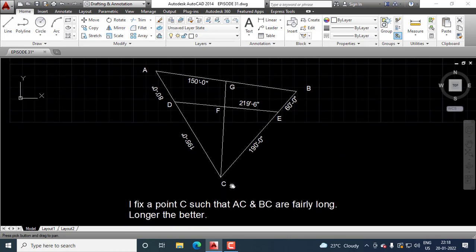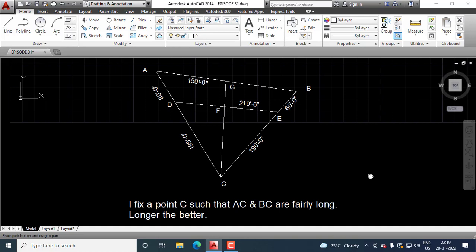I fix a point C, and I fix a point E on BC such that BE is as short as possible. Also, I fix D on AC such that DA is as short as possible. I measure CD, DA, CE, EB and DE, and we know AG. We need not measure this, we know AG.